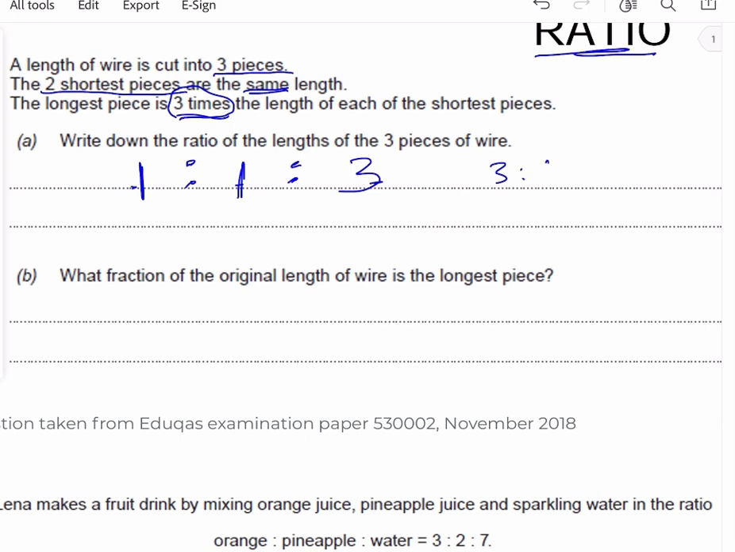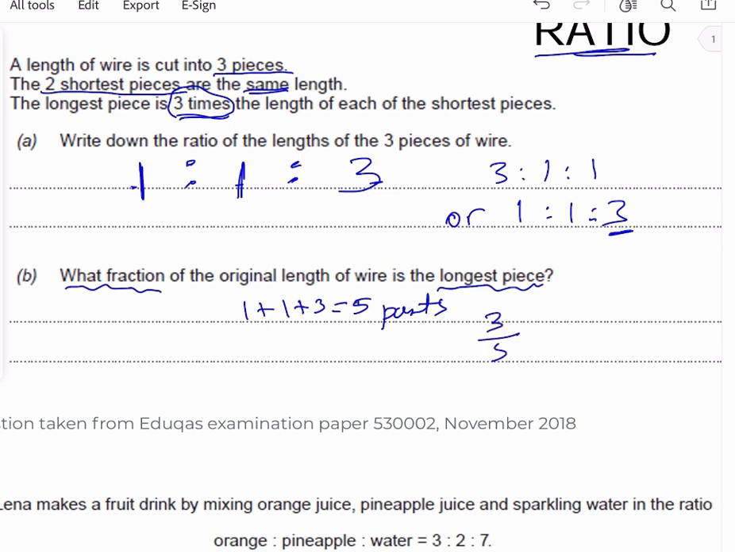So that's a triple ratio. We could have also written it as 3 to 1 to 1. Mark scheme allows you to write them in either order. For what fraction of the original length of wire is the longest piece? You can see that is 3 parts out of all, that's what fraction is. So let's add all the parts together, 5, and that becomes 3 over 5.